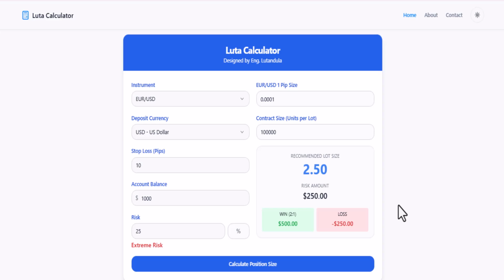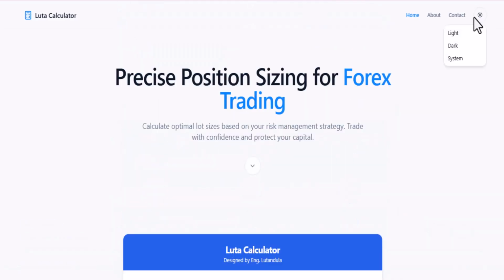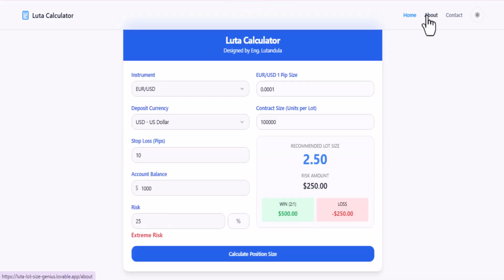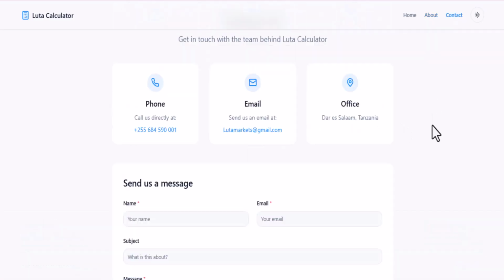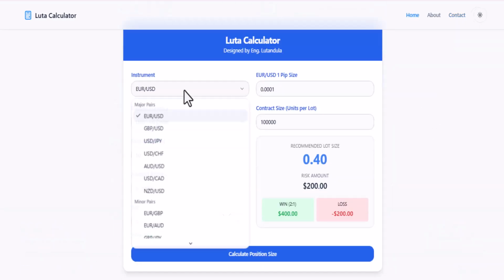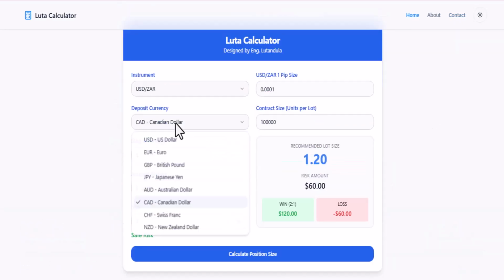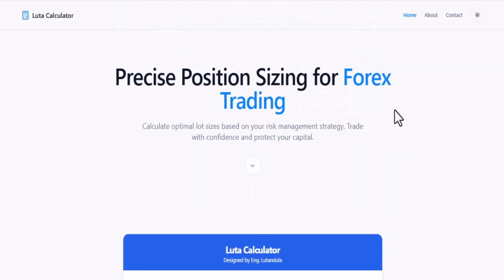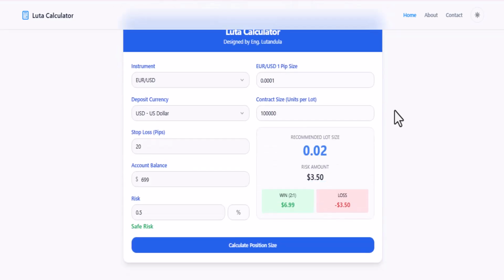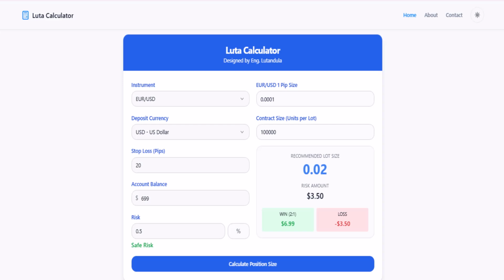Let's go. Alright, let's talk about something serious for a second, risk management. Most traders don't blow their accounts because they picked the wrong trades. They blow their accounts because they risk too much. One bad trade, and boom, your capital is gone. So, what's the solution? Simple, only risk a small percentage of your account per trade. And that's exactly what Luta Calculator helps you do. No more guessing. No more emotional trading. Just smart, calculated risk.